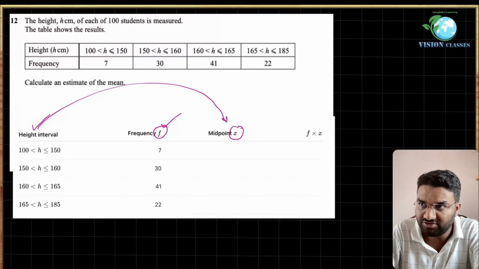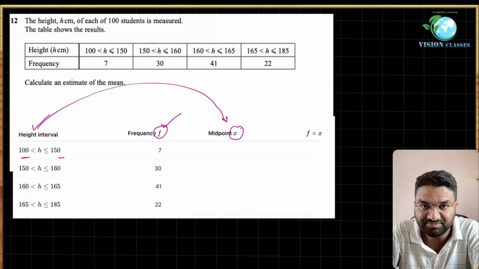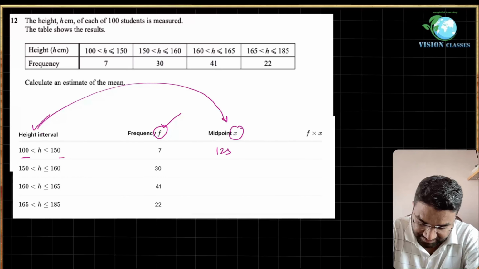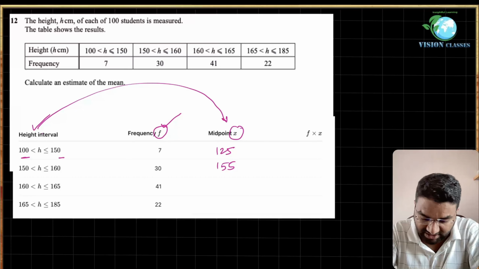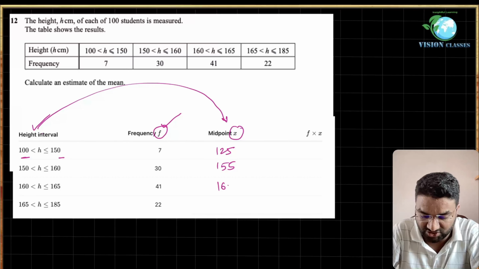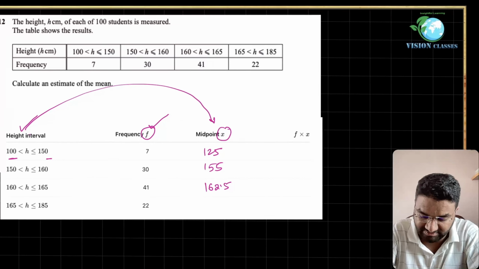Now you tell me, the midpoint between 100 and 150 is basically 125. Then 150 and 160 is 155. Then 160 and 165 is 162.5. Then 165 to 185 is 175.